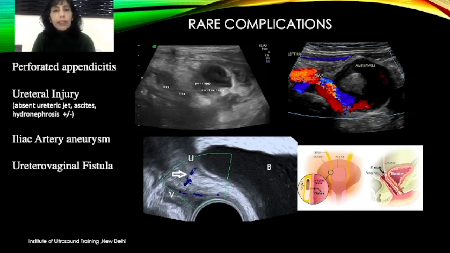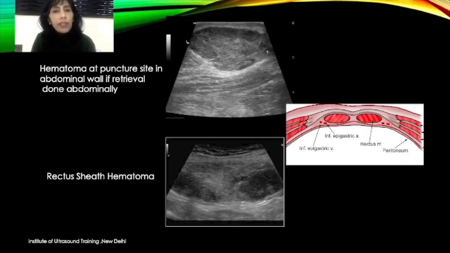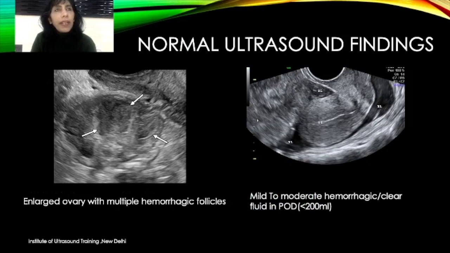Fine. So that's what you have to know about post oocyte retrieval ultrasonography. The main thing you should remember is the normal findings. Even if you forget about the abnormal, because those are rare, remember these normal findings, and you should not misinterpret them as abnormal. What are the normal findings? Hemorrhagic follicles with an enlarged ovary and a little amount of hemorrhagic fluid collection, which may range from mild to moderate. Mostly it is mild.